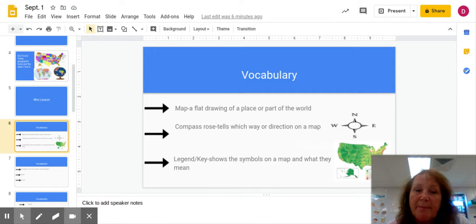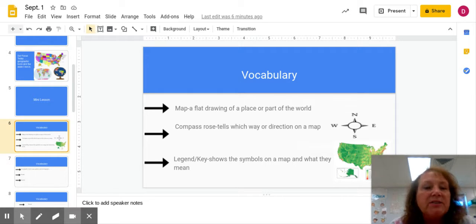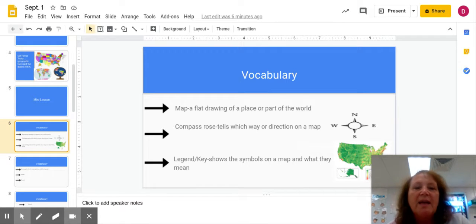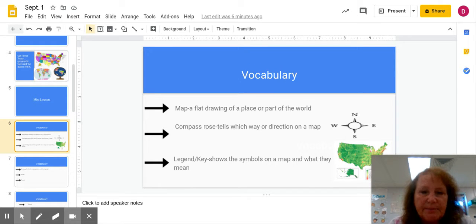There's a tool on a map that tells us which way or direction is on that map. And that's called a compass rose. And if you look at the picture on the slide, your direction can be north, south, east, or west. There's another tool on a map, and it's called a legend or a key. And it shows the symbols that are on a map and what they mean. That can help you when you're trying to read that map and learn information from that map.